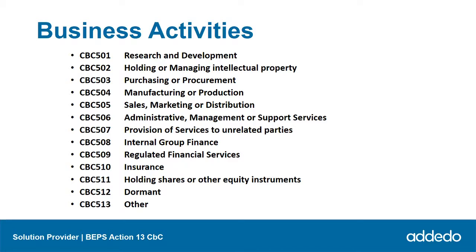You also have to indicate what business activity each entity has. There are 13, or 12 actually, defined by the OECD. You have to select one or more for each entity, or you can select Other as well. But then you have to enter a comment inside the report to indicate what business activity this entity has.